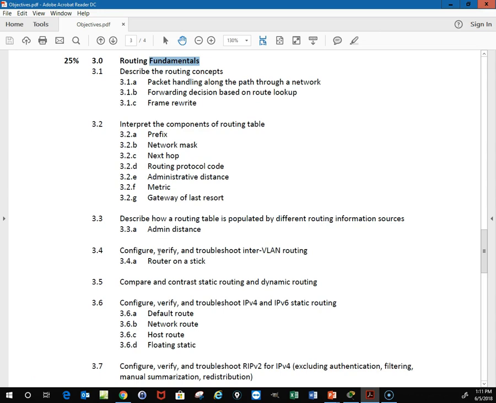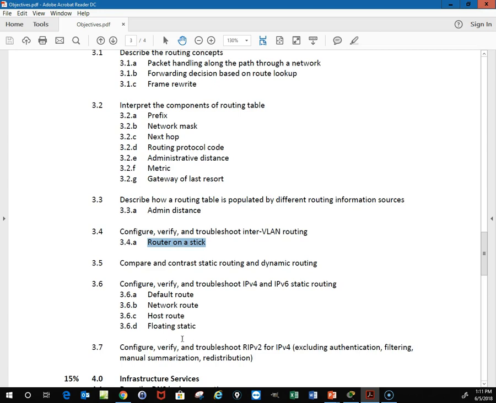3.4 configure, troubleshoot, and verify inter-VLAN routing, which is a thing called a router on a stick, which we will configure. Compare and contrast static and dynamic routing. We'll look at that. And then configure IPv4 static routing: a default route, network route, host route, floating static routes, different ways to do those things.